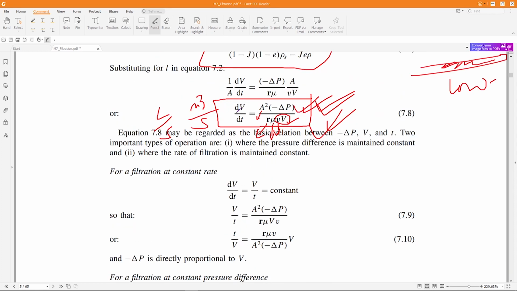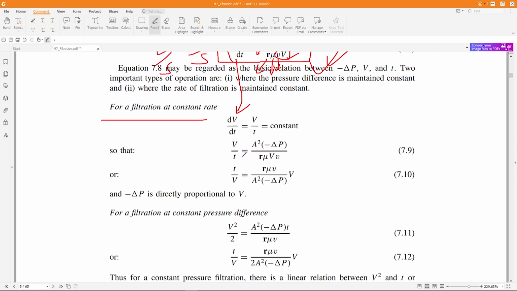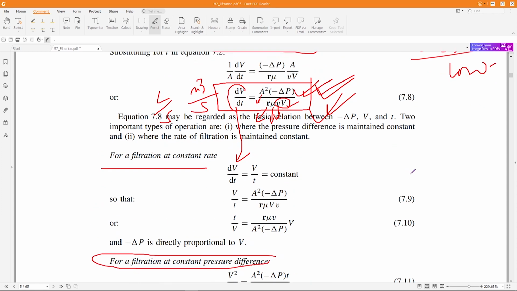If you make it constant rate filtration, constant filtration rate means this dV by dt term is constant. Or you can make it constant pressure difference, so delta P is constant throughout the step. So for a filtration at constant rate, only pressure will be changing, right? Then V by T is constant.